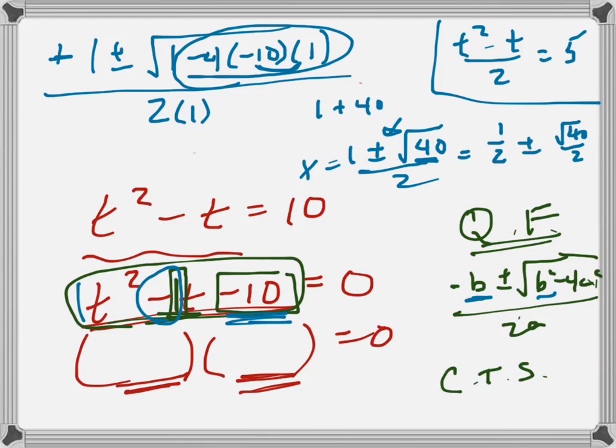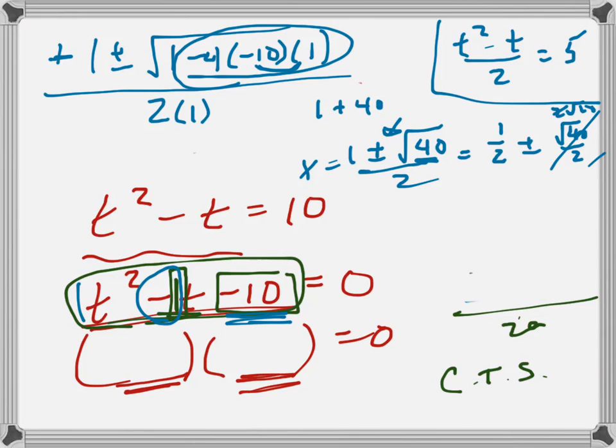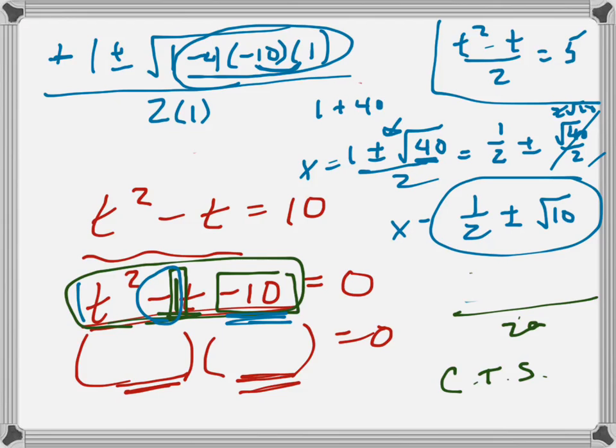Well, root 40 is like 4 times 10, right? So the 2's are actually going to cancel. So I'm going to change this. It's going to be 2 root 10, so the 2's cancel. So this is just, I'm running out of room here. My answer is just 1/2 plus or minus the square root of 10. Those are my 2 answers. One of them is 1/2 plus the square root of 10. The other is 1/2 minus the square root of 10. Those are my 2 answers for that equation, my original equation.